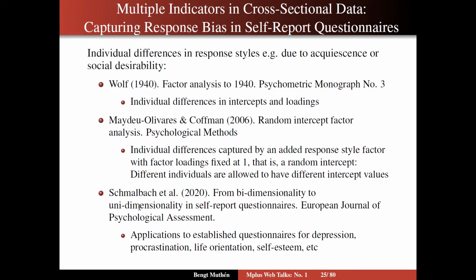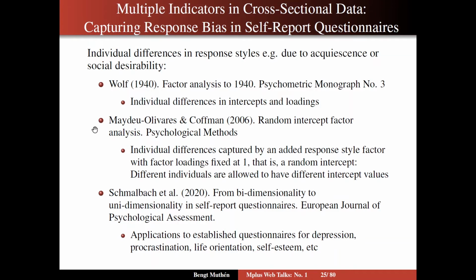Slide 25, we have a situation where we are concerned about response bias in self-report questionnaires. So it has been mentioned in the psychometric literature, starting with a 1940s psychometric monograph by Wolf, concerns about the individual differences in intercepts and loadings in factor analysis models due to response styles like acquiescence or social desirability.